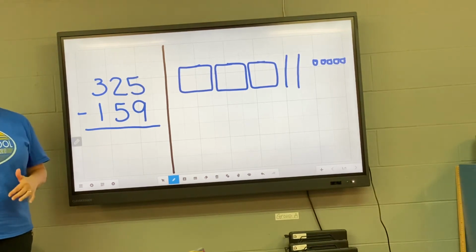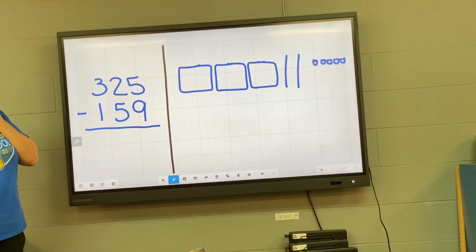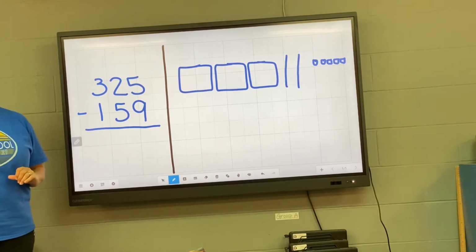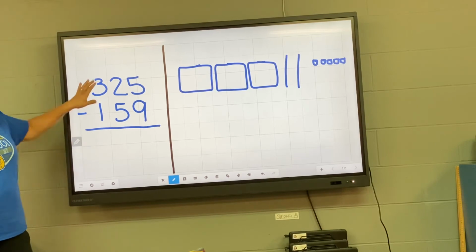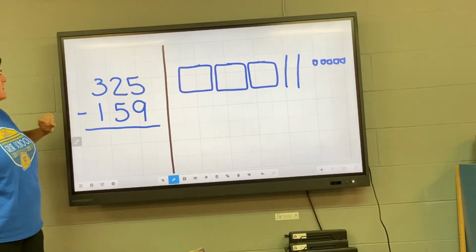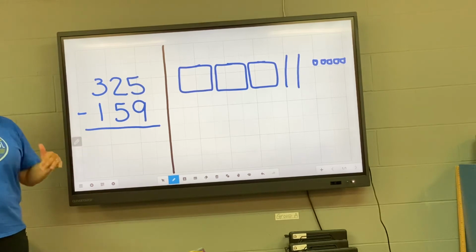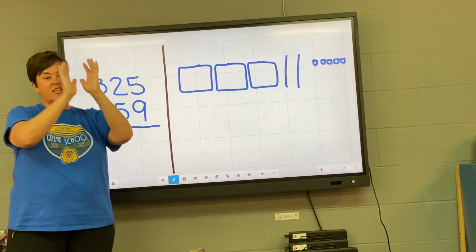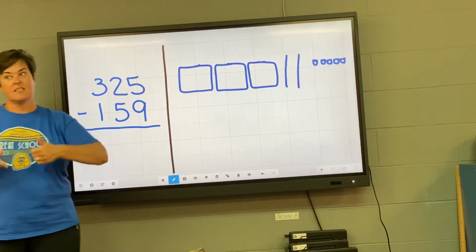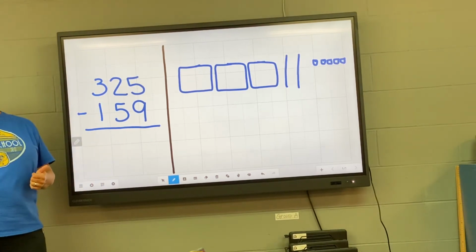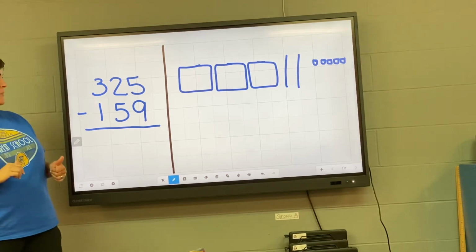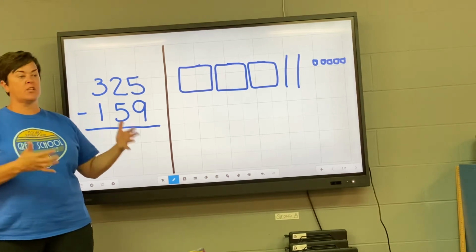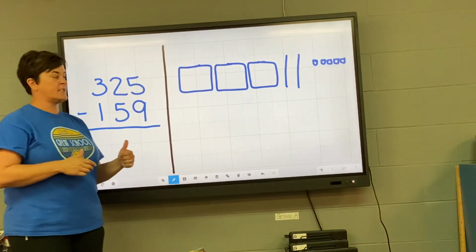Regroup, yes or no? Yes. But I have my larger number on top. Is this the larger number? Yes. Is 325 larger than 159? Yes. But now once I start looking at each individual place, I have to decide if the larger number is actually on top. So looking at our ones, because it's math law, we always start in the ones place.